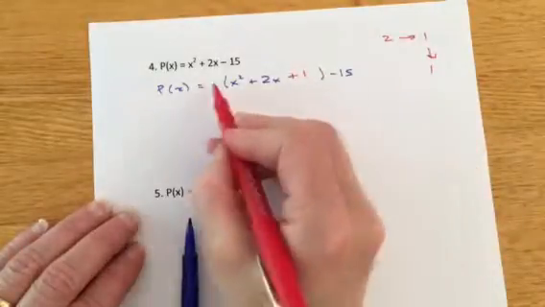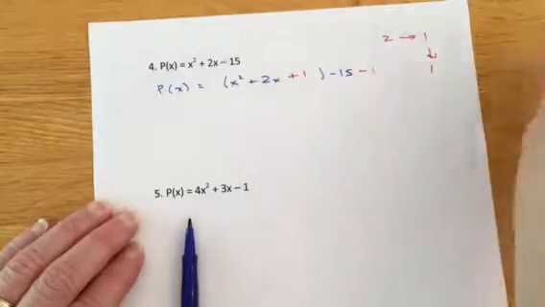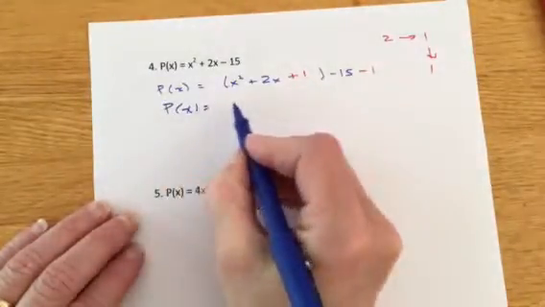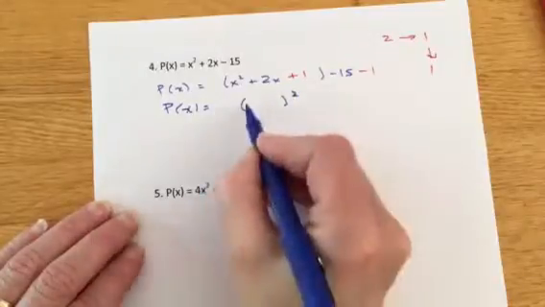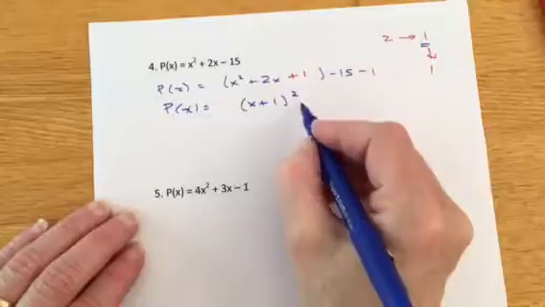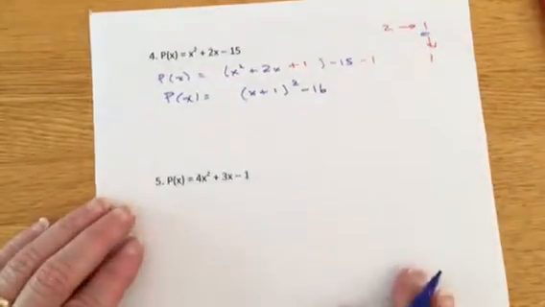Now again, keep in mind, the coefficient out here is a 1. So you did add 1, so subtract 1 to balance things out. So p of x, this should now be a nice perfect square trinomial. In this case, x plus 1, quantity squared, minus this 16, minus 15, minus 1.